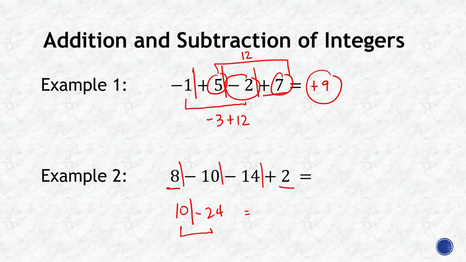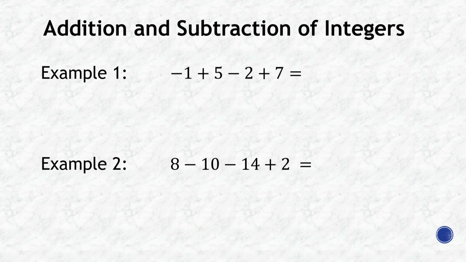They have different signs, so that means we need to subtract them. The answer will be negative because 24 is higher than 10. So since we need to subtract them and they have different signs, the answer will be negative 14. All right, so that's answer number 3.